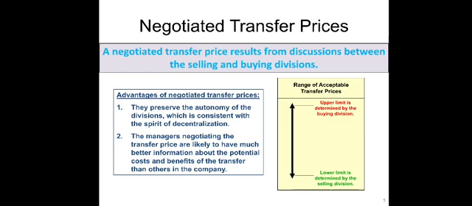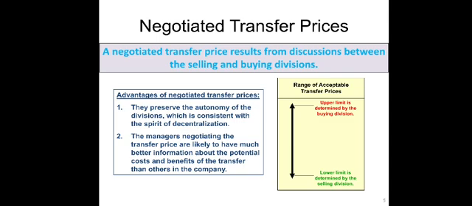There are at least two advantages of using this approach. The first one, see the box on the left side of the slide: they preserve the autonomy of the divisions, which is consistent with the spirit of decentralization. If a company uses a negotiated approach, then the managers of the selling segment and the buying segment will feel that they have some autonomy or power. So it is good for them.